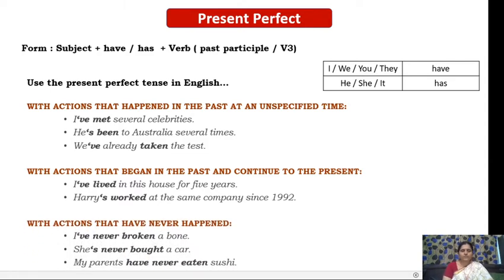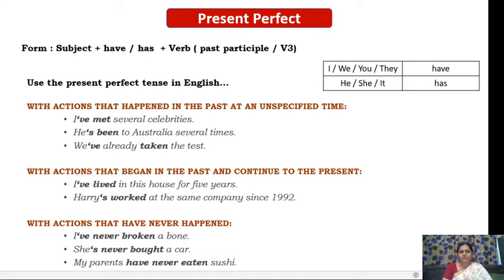Now, the third use of this is with actions that have never happened. See, for example, I have never broken a bone. You have never done that. And so to represent such actions also we use present perfect tense. I have never broken a bone. I've never bought a car. My parents have never eaten sushi.